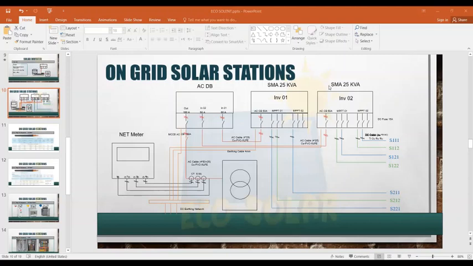This solar station is 50 kVA, distributed across two inverters, each one 25 kVA.